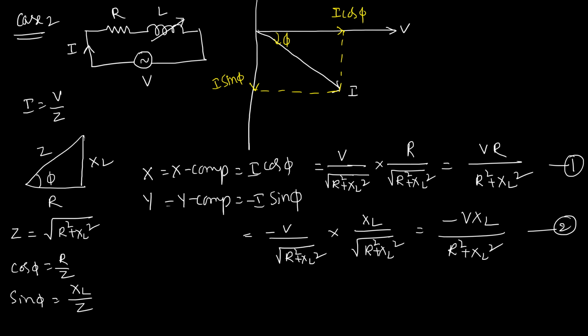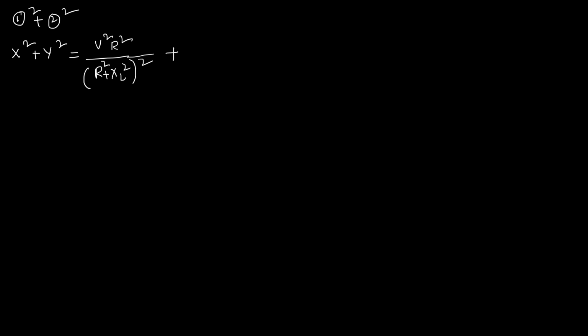Now what we can do? Squaring and adding both the equations. Let's see. 1 square plus 2 square. That means the x component square plus the y component square is equal to, what is the x component? That is VR. That means V square R square by R square plus XL square, whole square, plus the y component, that is minus V XL. Squaring means the negative will be ruled out. So V square into XL square by R square plus XL square whole square.